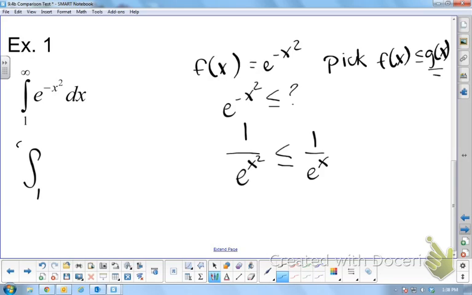So we want to integrate now from 1 to infinity e to the negative x, to see if that converges, and if that does converge, then so will e to the negative x squared. This is something we did completely yesterday, integrating 1 to infinity. So I'm going to give you guys a chance to integrate this yourself. I'm going to give you 5 minutes.